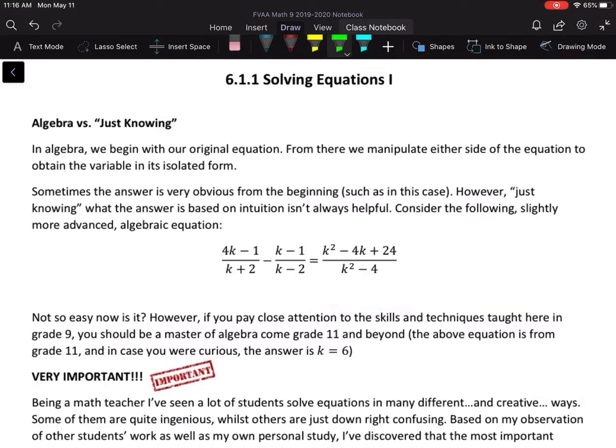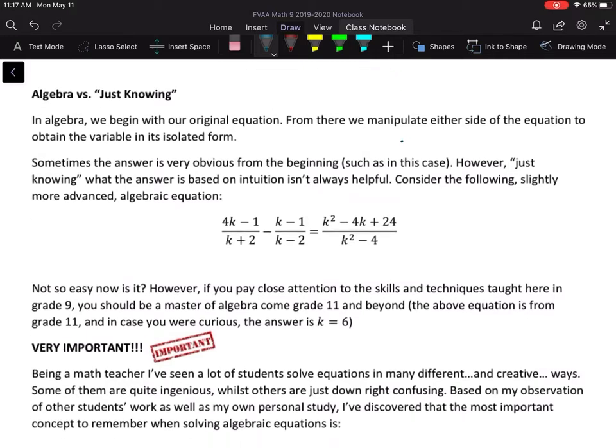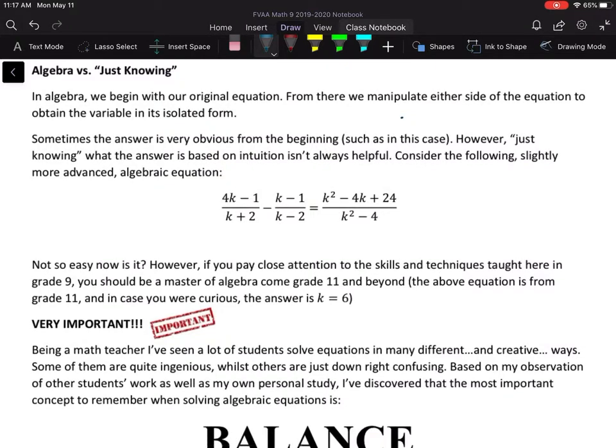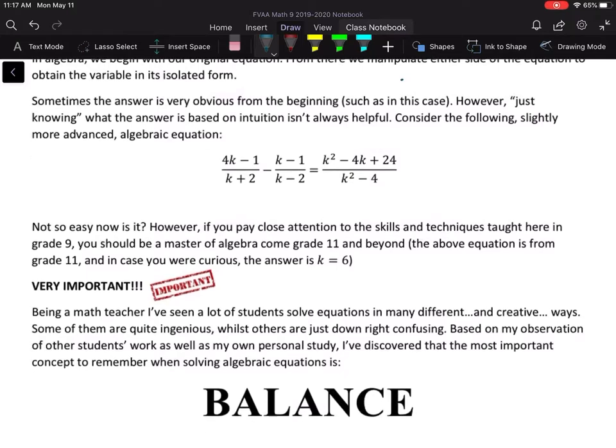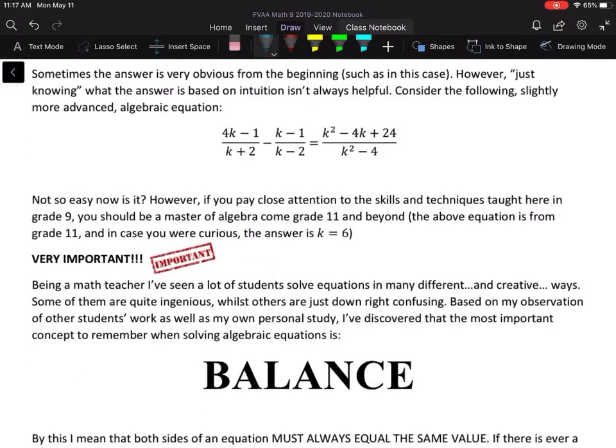Algebra versus just knowing. In algebra, we begin with our original equation. From there, we manipulate each side of the equation to obtain the variables in their isolated form. Sometimes the answer, like I said, is obvious from the beginning, such as in the case above. However, just knowing what the answer is based on intuition is not always helpful.